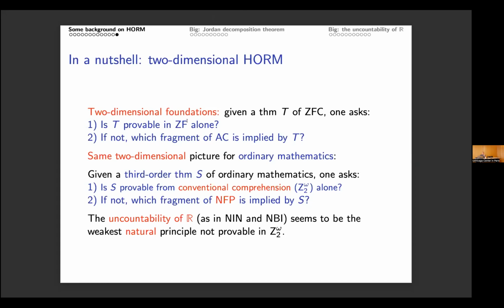Don't ask me how you build such a model. I can explain it to you, but that requires some explanation. So that's that. Now let's do some actual reverse math. So this is the background. This is the way you should be thinking. You already know, well, when we analyze theorems, we look at how much comprehension or fragments we need. Here there's a second dimension. If you want to get into this, this is the way it is.